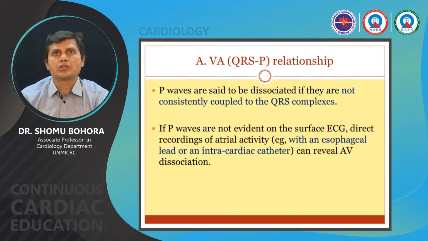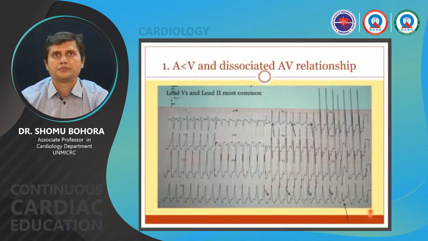So coming to individual points, the most important point for differentiation between ventricular tachycardia and SVT is that there is a dissociation between the QRS complexes and the P waves. If P waves are evident and you see a dissociation, it is diagnostic for ventricular tachycardia. If P waves are not evident, then you can have direct recordings from the atrial chamber like an intracardiac catheter, or have an esophageal lead, which can also show the dissociation.